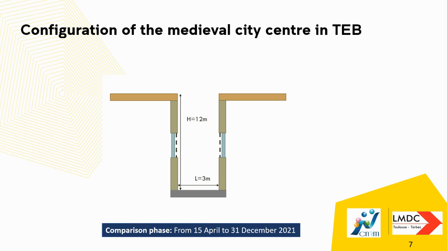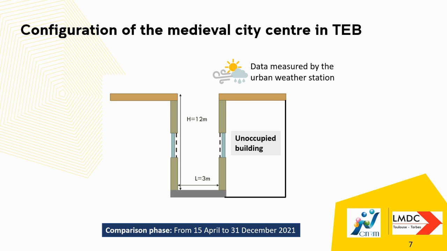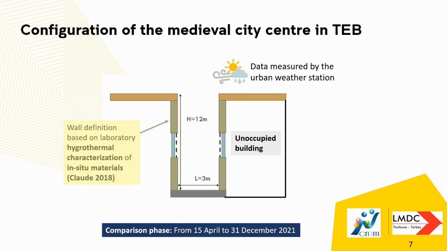To compare measurement and simulation, we have to configure TEB to represent the district and this wall. For this, we simulate a very narrow street. Weather forcing is performed using data from the weather station. The building is defined as unoccupied, and the wall properties are defined using a hygrothermal characterization of in-situ materials.